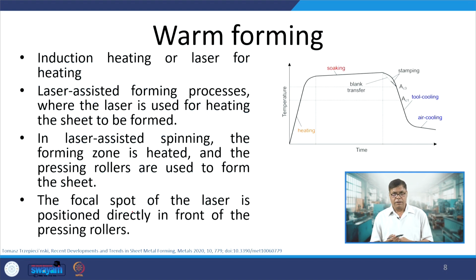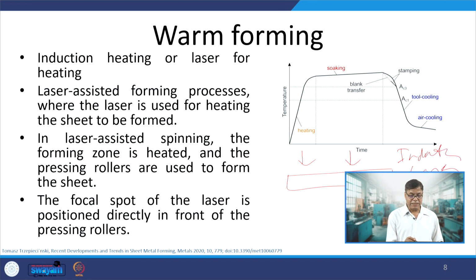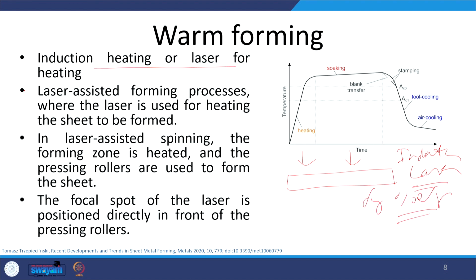The warm forming is another development where the sheet metal is subjected to external heat. Okay. This external heat can be applied with the help of induction heating or with the help of the laser. So, induction heating or the laser will simply be reducing the yield strength and improving the ductility, which will facilitate easy deformation using reduced forces. Okay. So, the induction heating or the laser can be used for the heating purpose.